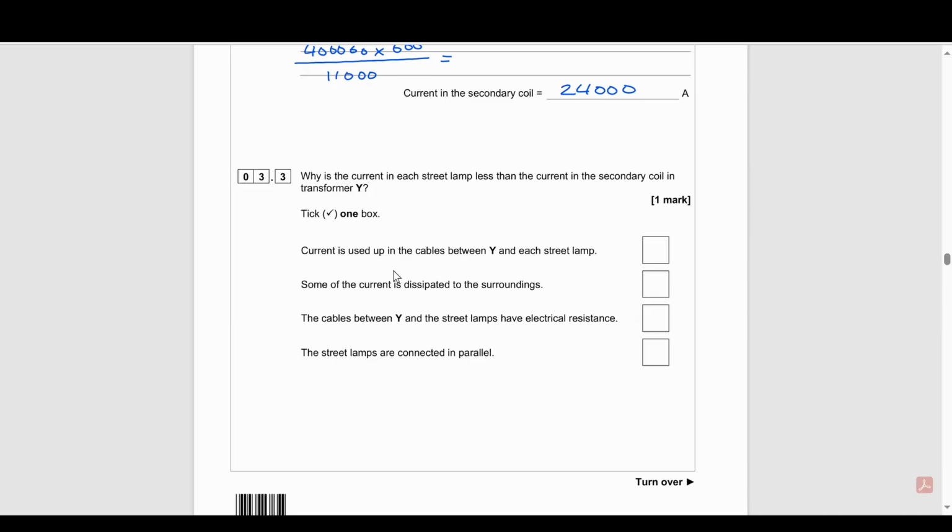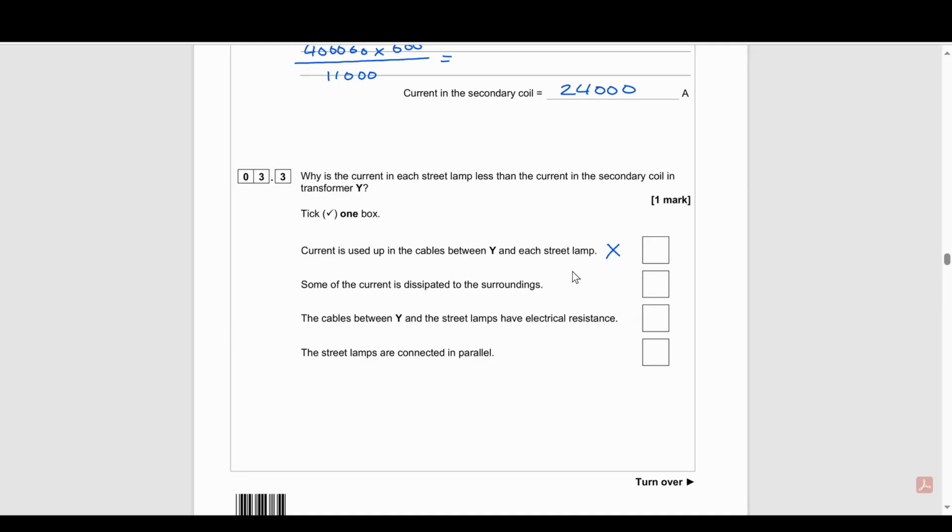3.3. Why is the current in each street lamp less than the current in the secondary coil in transformer Y? Tick one box. So, which one is going to be most appropriate here? Current is used up in the cables between Y and each street lamp. Well, that's not entirely true. The current is just passing through, so not correct for that one.